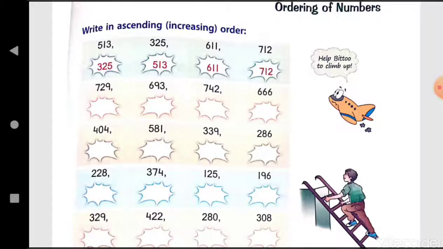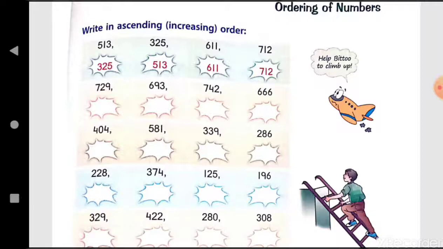In class 1 also you have arranged the numbers from smaller to greater or greater to smaller. But in class 1 you arranged smaller numbers, from 1 to 100. Now today we will arrange the numbers till 1000. Now first is write in ascending order. That means you have to arrange the numbers in increasing order.